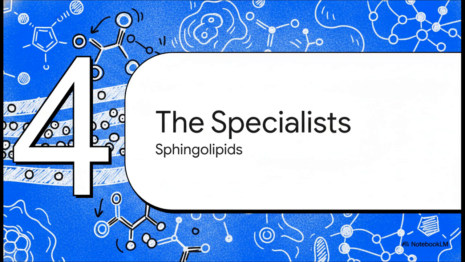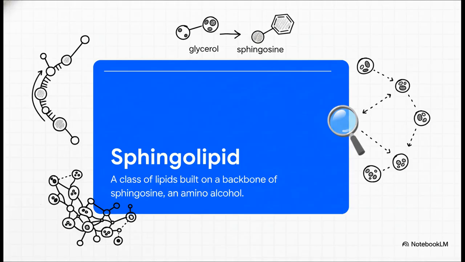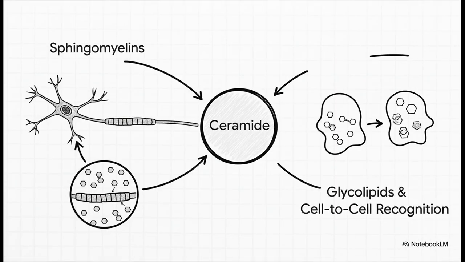There's another class of lipids out there with very specific, very critical jobs, the specialists known as sphingolipids. The key difference here is the backbone. Instead of using glycerol, sphingolipids are built on a whole different molecule called sphingosine. It's a subtle change, sure, but it opens up a whole new range of functions, especially when it comes to cells talking to each other. The basic unit is called a ceramide, and from there you can build more complex things. Sphingomyelins, for instance, are vital for insulating our nerve cells, which lets signals travel super fast. Others, called glycolipids, they act like little cellular ID tags, helping your immune system tell the difference between you and not you.